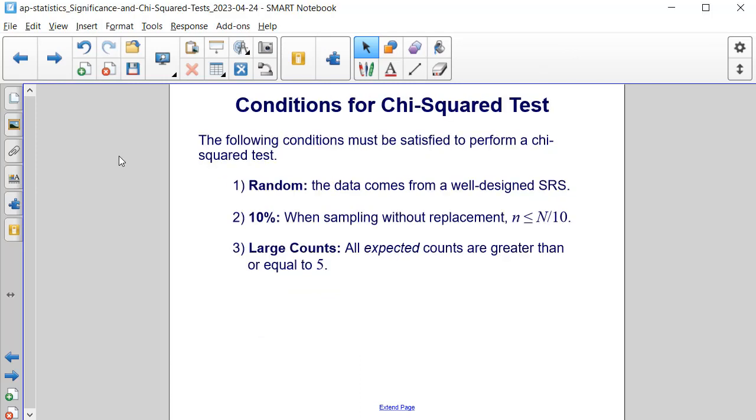The following conditions must be satisfied to perform a chi-squared test. First, it has to be random. The data must come from a well-designed simple random sample, or SRS. Number 2 is 10%. When sampling without replacement, our sample size must be less than or equal to the population, capital N, divided by 10. And third, the law of large counts. All expected counts are greater than or equal to 5.